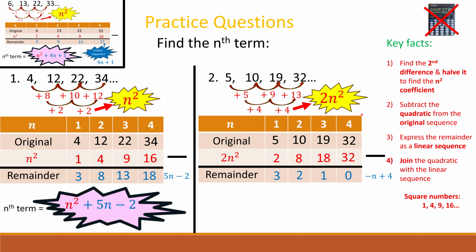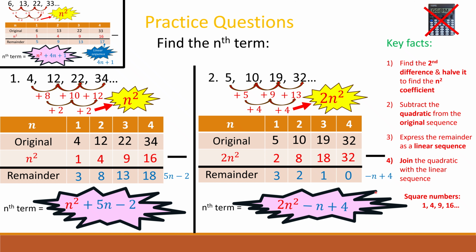Then step 4 is joining these two parts together, and my final answer will be 2n squared take away n plus 4, and that is how we work out the nth term of a quadratic sequence. Give yourself a big thumbs up and a big tick if you've managed to get that correct. You've done really, really well, so well done.